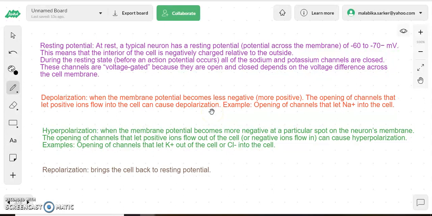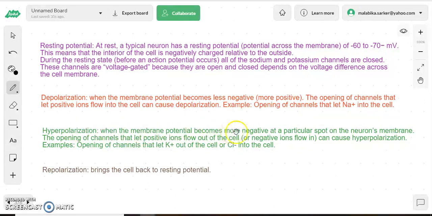So they are no longer in the resting stage. Something has happened. We have given some stimulus, and that may have caused the opening of the channels that let the positive ions flow into the cell, and that will make the interior of the cells more positive. Opening of the channels that let sodium ions into the cell is one of the examples. So that is depolarization.